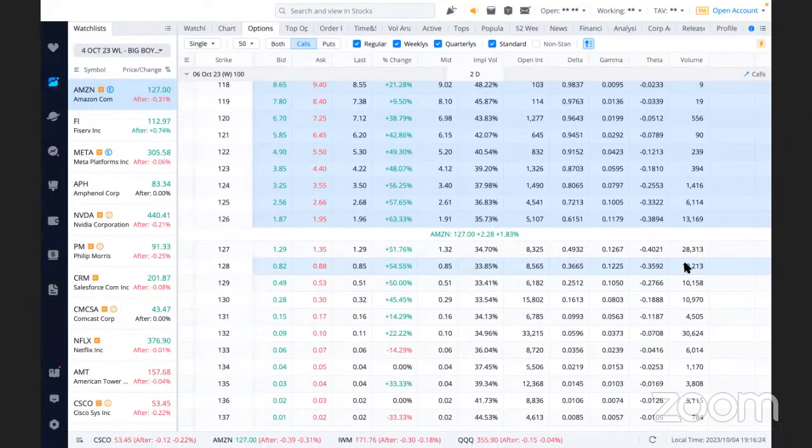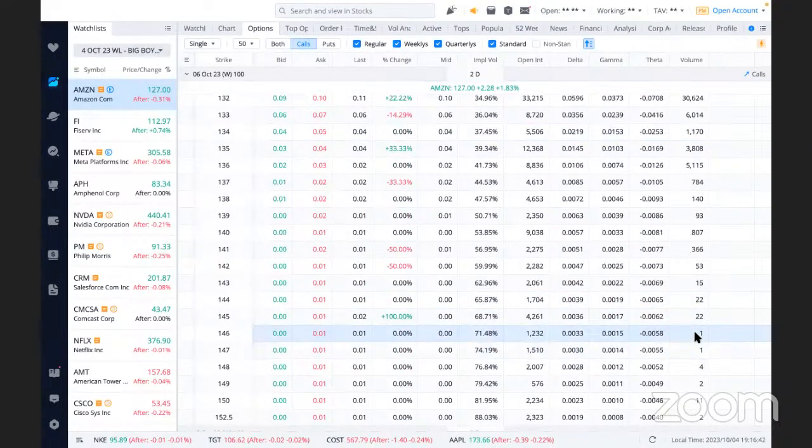And the volume, look at the volume. Volume's high. We like that. As long as the delta is higher than the theta, we like that. And as long as the volume is juiced to where we can slide in and out of our contract, we like that too.